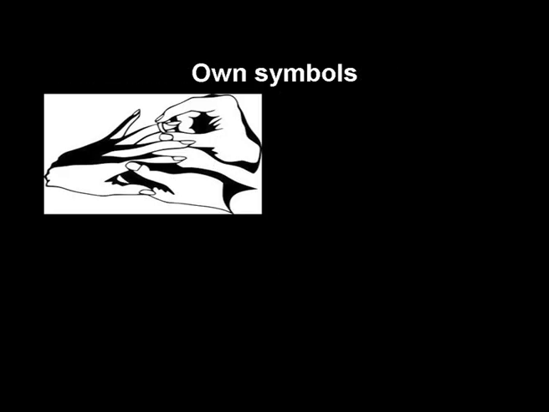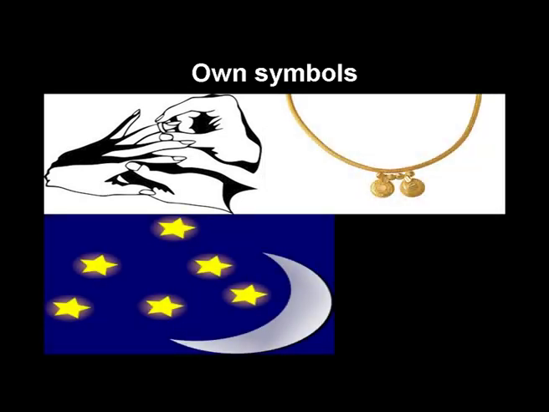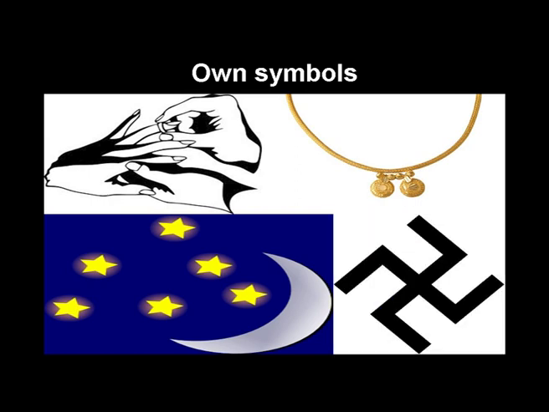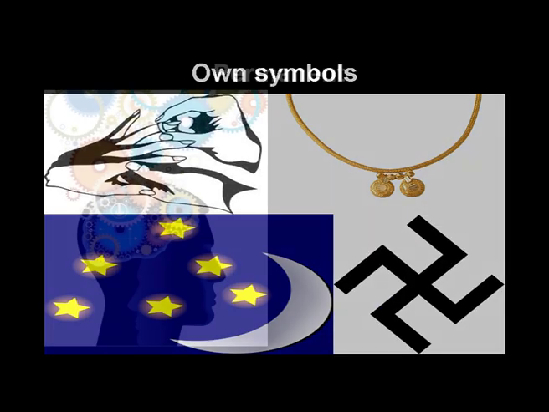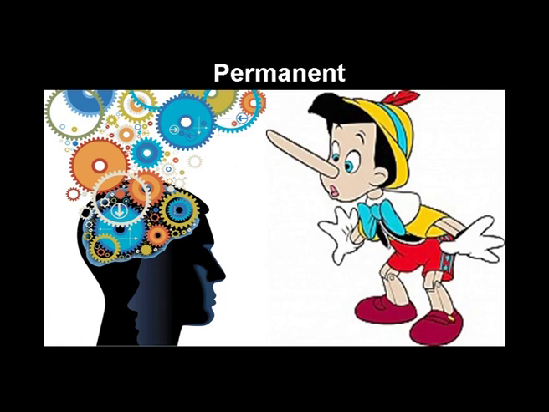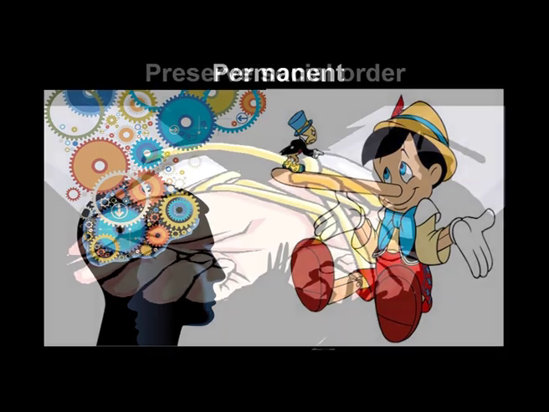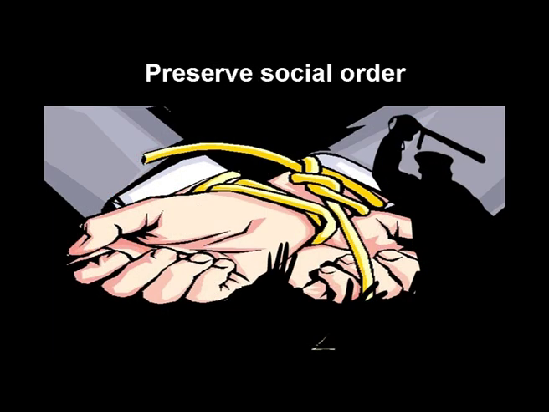4, institutions have their own symbols, for example, marriage ring or Mangal Sutra, star, moon or swastika. 5, institutions normally do not undergo sudden or rapid changes. Changes take place only when the circumstances demand it. Hence, institutions are relatively permanent. 6, institutions are control mechanisms that preserve social order.